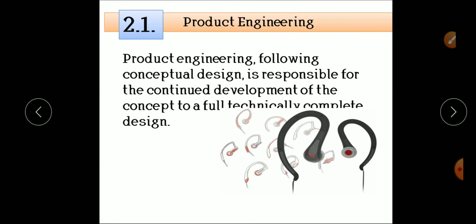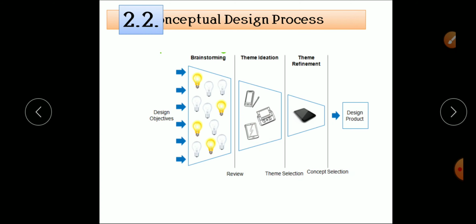So for products in the market, a number are available, and we can compare them. For continuous sustainability, it is required to develop, for more growth of the company and to get the profit. Second, the conceptual design process. Design objective is the first.